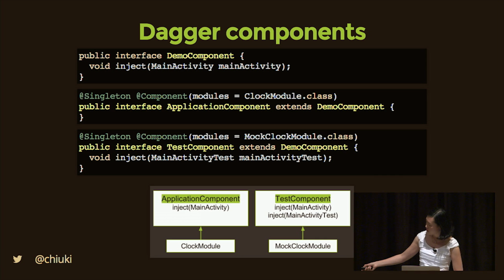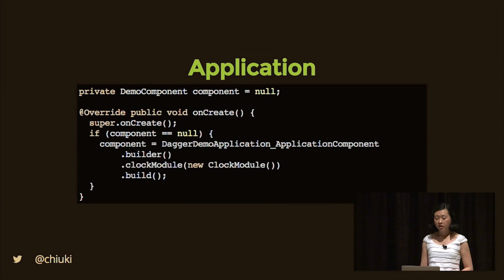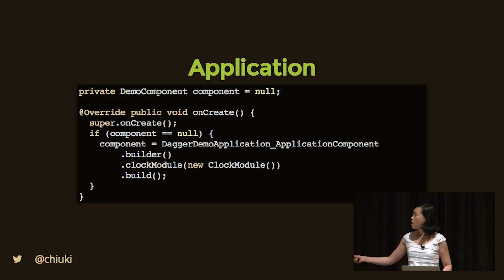And I have given you also a beautiful diagram in case my explanation doesn't make sense. So this is just a graphic representation of what I just said, right? So here I have an application component which injects into main activity, and it has a clock module that knows how to provide a clock. And then in test, we'll have a mock one, and it will be injecting into both the test and the app.